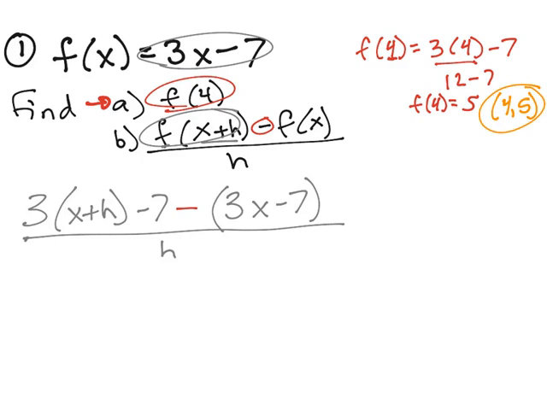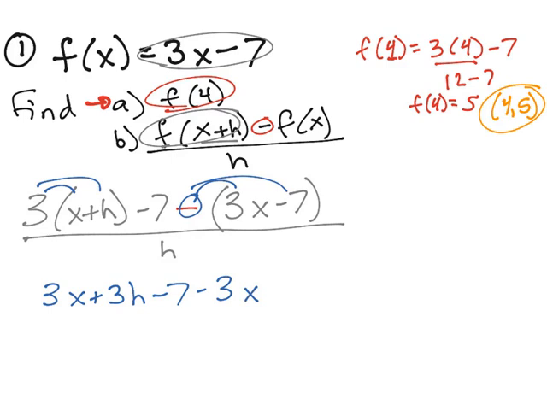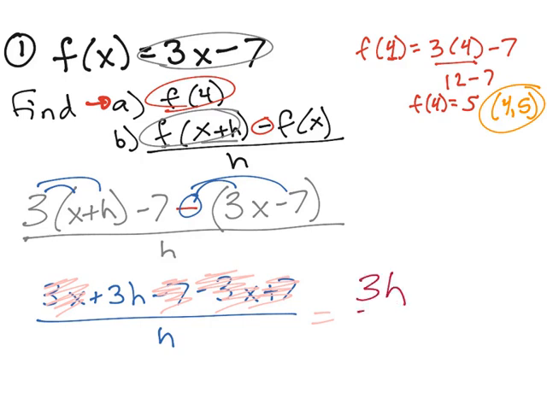All right, let's simplify the numerator. So first I'm going to distribute my 3. So 3x plus 3h, I still have a minus 7. And now I'm going to distribute that negative. So minus 3x plus 7, again, divide everything by h. Notice I have 3x minus 3x in the numerator. Those are going to cancel out. I have negative 7 plus 7. Those are going to cancel out. And I'm left with 3h over h. Well, those h's cancel out, and I am just left with a value of 3.